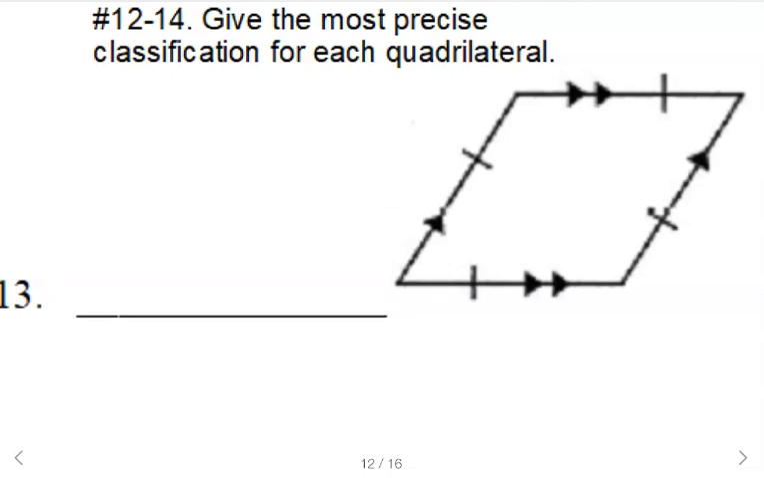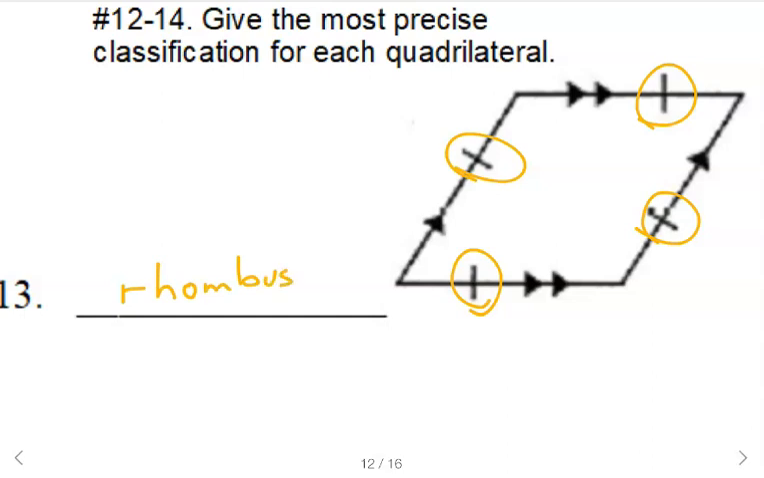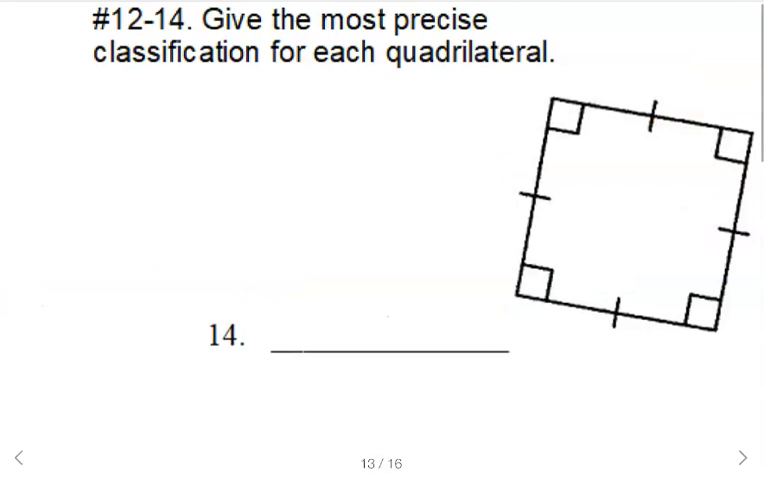Not only do we have it as a parallelogram, opposite sides parallel, but we also have that all of the sides are congruent, and so that makes it a rhombus. And then if all sides are congruent and we have all right angles, then that is a square.